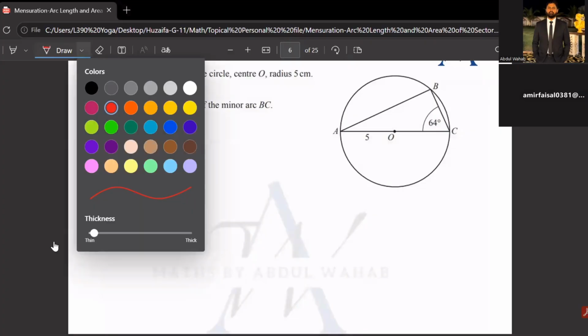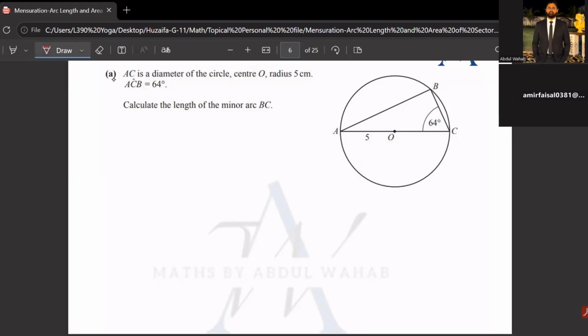Okay, now we are doing part A. As per part A, AC is the diameter of the circle. We can clearly see AC is the diameter of the circle with center O, and the radius is 5 centimeter. It means OC is also 5 centimeter.